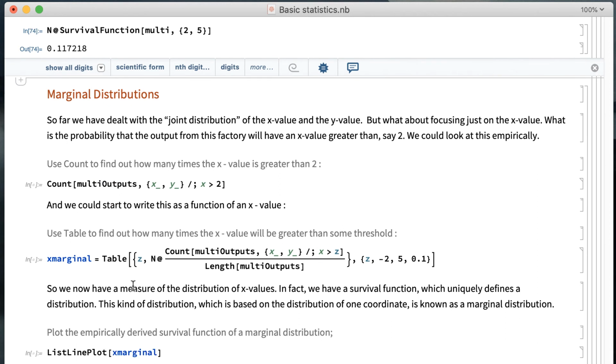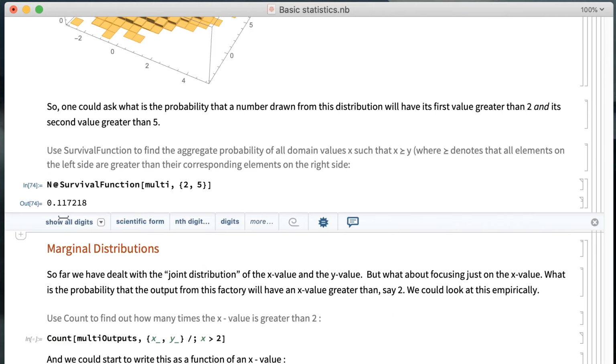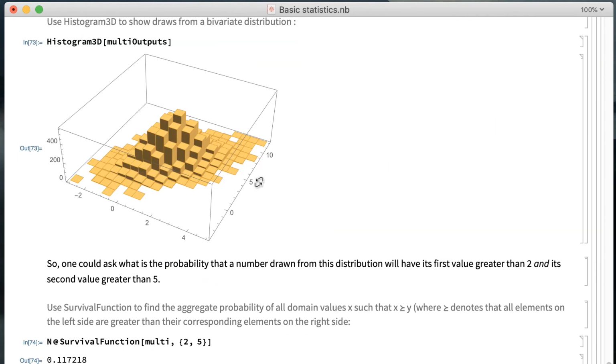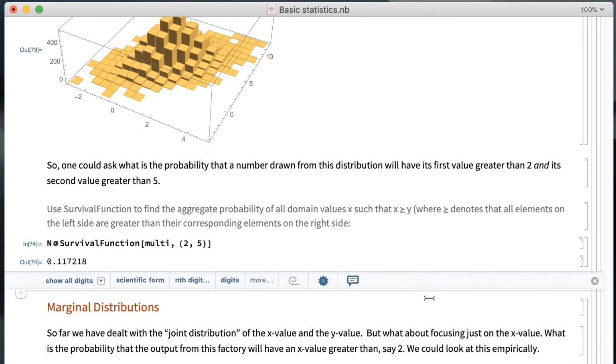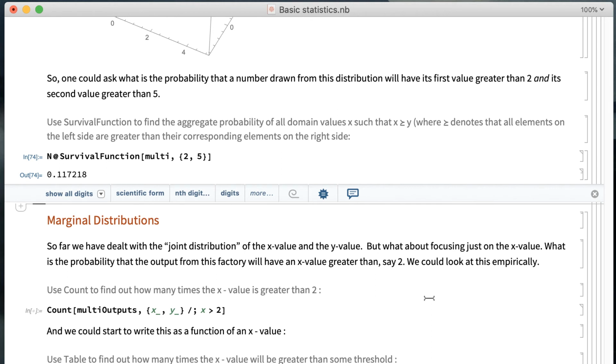Let's talk about marginal distributions. Marginal distributions are where you collapse some of the dimensions of the distribution. You say, for example, here, I don't care what the y thing is. I just want to know what the distribution of the x values is. Or, I don't really care about the x values. I just want to know what's the distribution of the y values from this joint distribution. And when you ask a question like that, you're asking about a marginal distribution.